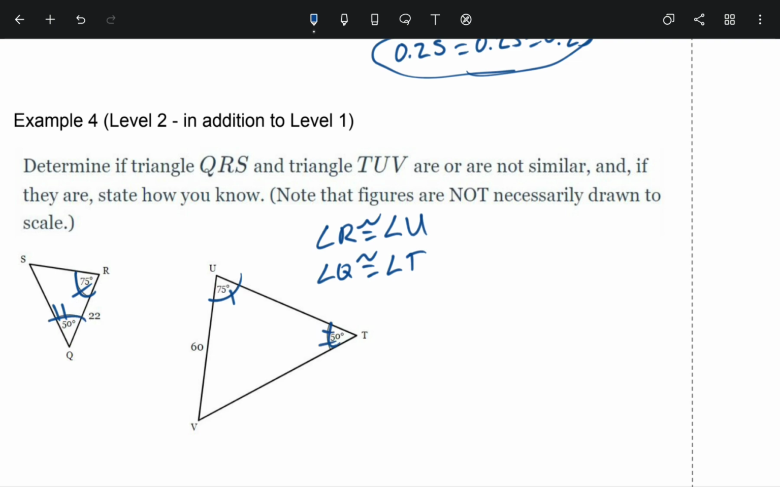Oh, that's two angles, so we know that's enough information to say the triangles are similar, because of the angle-angle theorem. And if you wanted to find that third angle, remember your angle sum theorem. So 180 minus 75 minus 50 equals 55 degrees. So our third angle is 55 degrees. And that's something from term 1. And we are done with that.